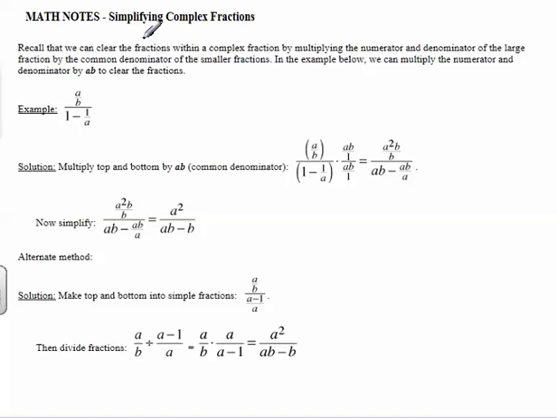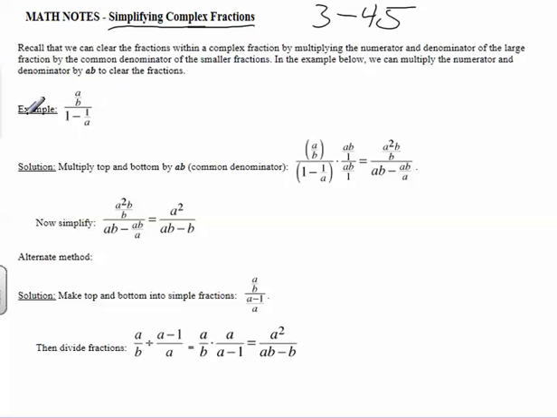Okay, these math notes are on simplifying complex fractions, and this is going to help with homework problem number 45 in chapter 3. So these are strategies that you can use to help with 3-45. Okay, this is an example of a complex fraction: fractions that are within a larger fraction.